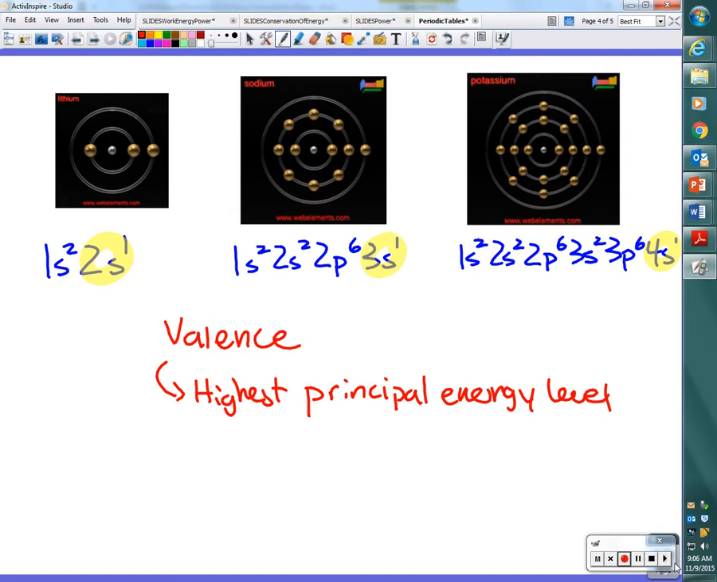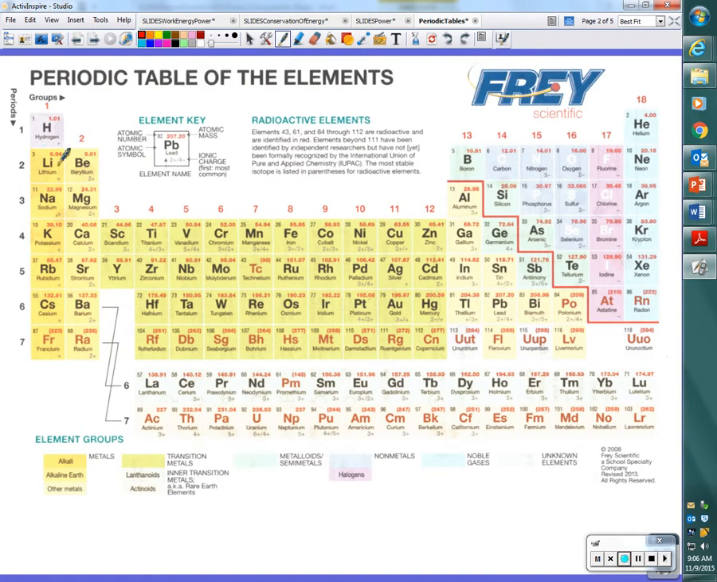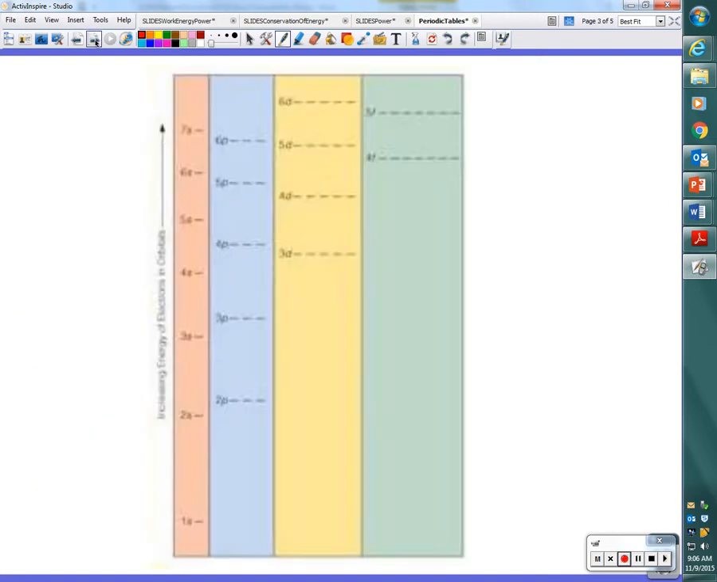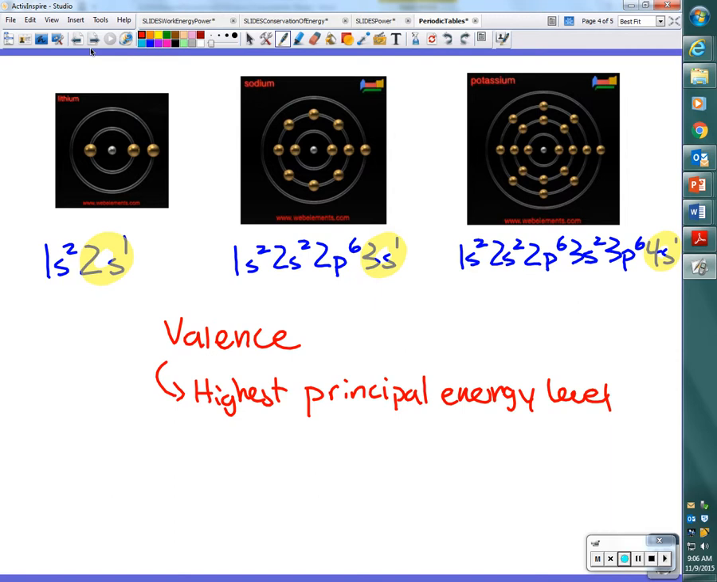how many electrons total does lithium have? 3. Okay? There are 3 silver spheres in this picture, but how do we find out how many electrons an atom has? Periodic table, right? So if we look at our periodic table, here's lithium, top left, here's its atomic number, 3, right? So lithium has 3 electrons total, but how many valence electrons does it have?